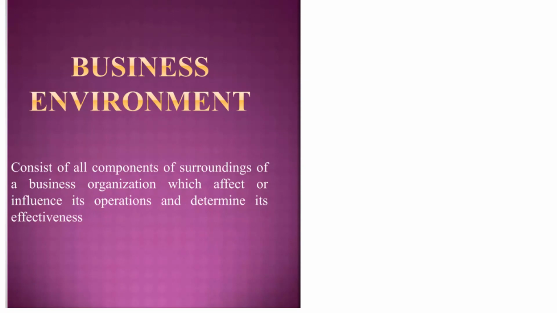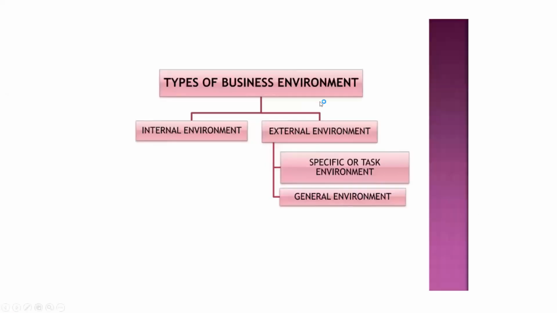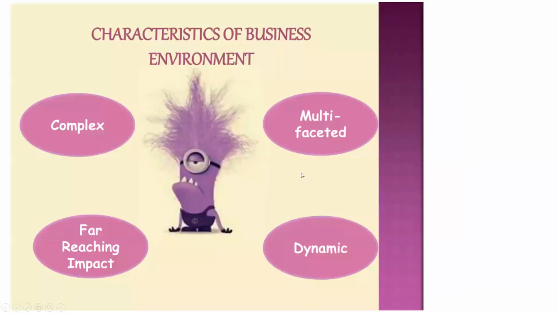So we'll now understand the different types of business environment or different components. Components, types, and elements are all the same. The business environment is divided into two types, which are internal environment and external environment. And the external environment is further divided into two types: the specific task environment, which is direct, and the other one is the general environment. Now we'll go one by one.